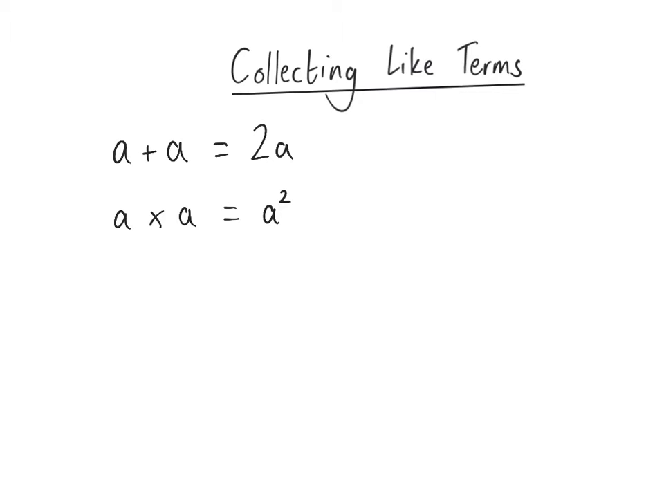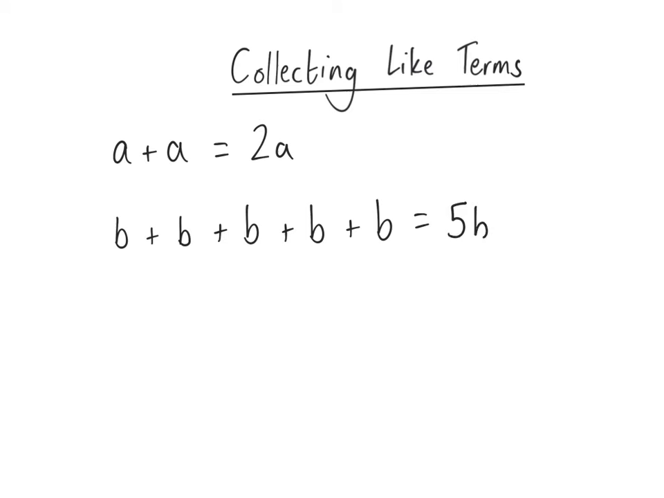And what we're going to focus on today is simplifying when we are adding them together. So if a add a is 2a, what do you think b add b add b add b add b would be? What do you think that would be simplified to? That would be 5b, because we've got 5 lots of b.